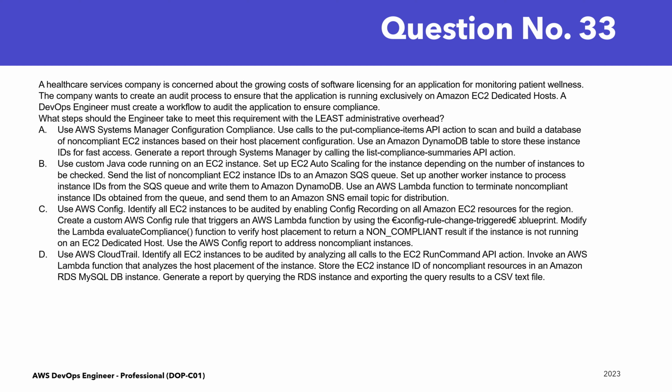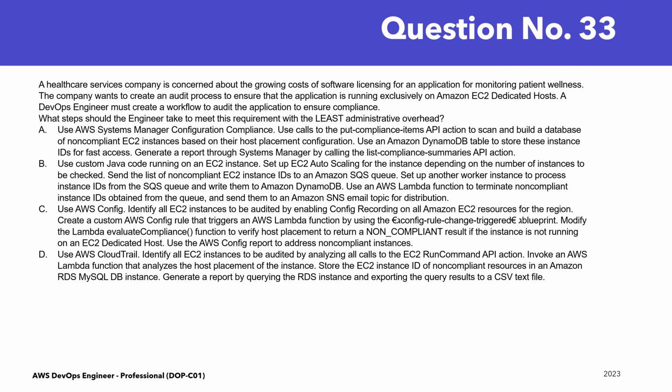C. Use AWS Config. Identify all EC2 instances to be audited by enabling Config recording on all Amazon EC2 resources for the region. Create a custom AWS Config rule that triggers an AWS Lambda function by using the config-rule-change-triggered blueprint. Modify the Lambda evaluateCompliance function to verify host placement to return a non-compliant result if the instance is not running on an EC2 dedicated host. Use the AWS Config report to address non-compliant instances.